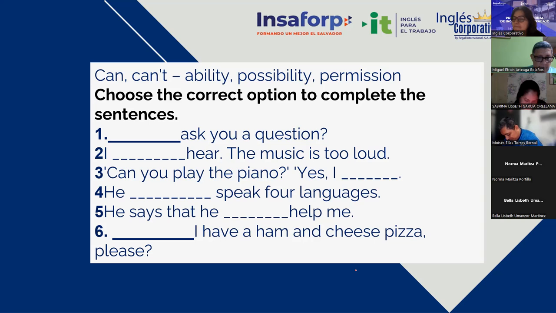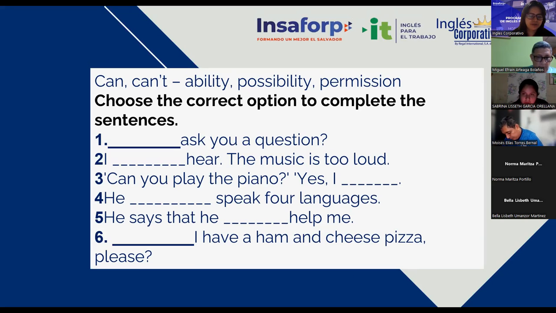Teacher, una consulta, en el test que envió al WhatsApp, vamos a hacer 1, 2 y 3 de los que están. Only one, only the first one. Ya, después pueden hacer los otros, busquen.